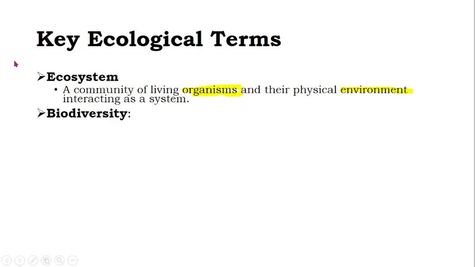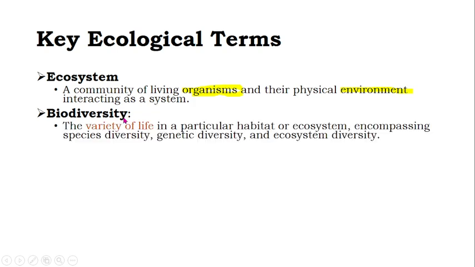Biodiversity: usually when we say bio, it is life. When we say diversity, it is the difference. In Kinyarwanda we say urusobe rw'ibinyabuzima. So biodiversity is a variety of life, simply as it is. Variety of life where? In a particular habitat or ecosystem. Composed of what?